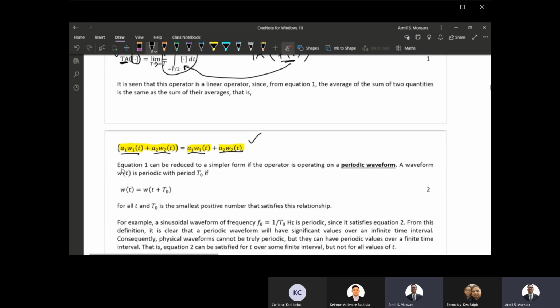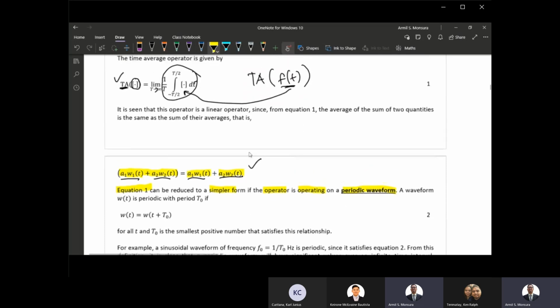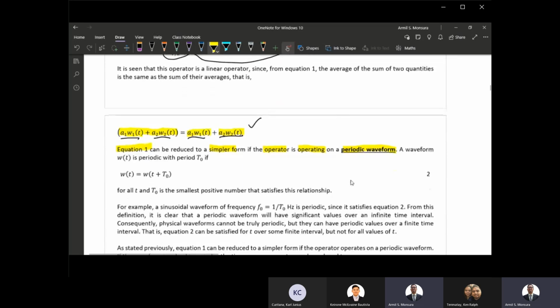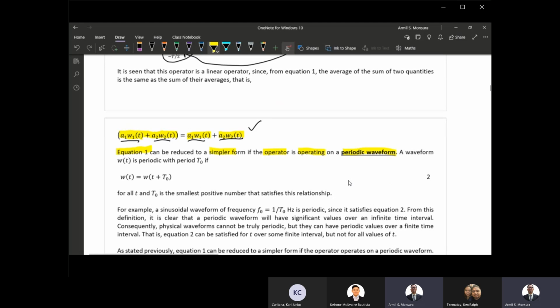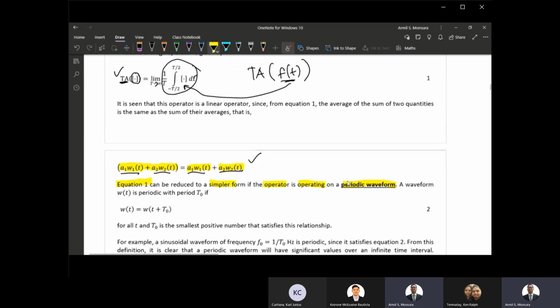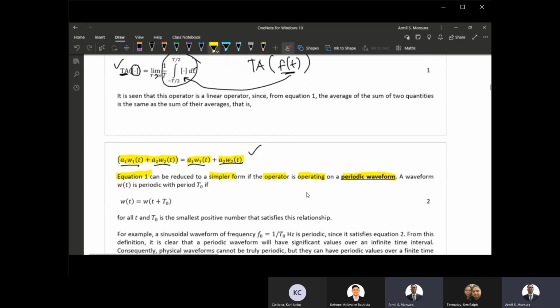So there. Now, equation 1 can be reduced to a simpler form if the operator is operating on a periodic waveform. So kung yung function natin dito is a periodic waveform, then we can further reduce equation 1.